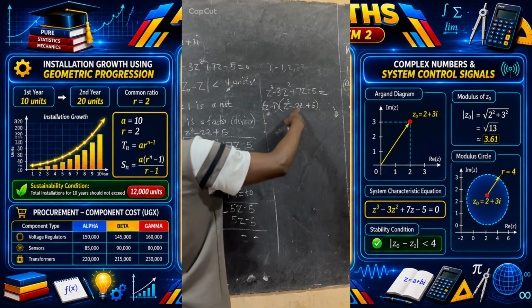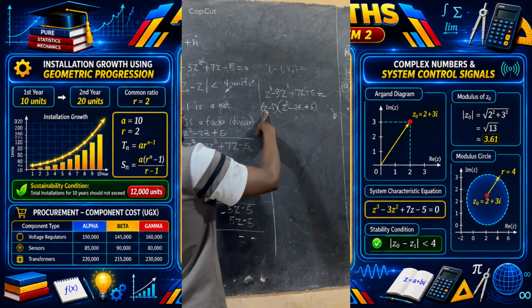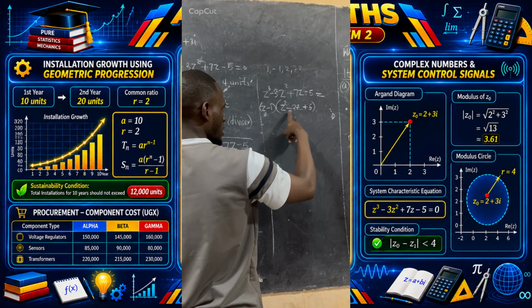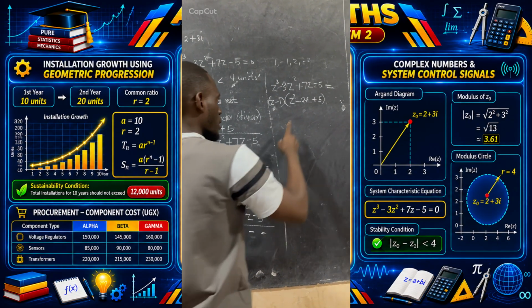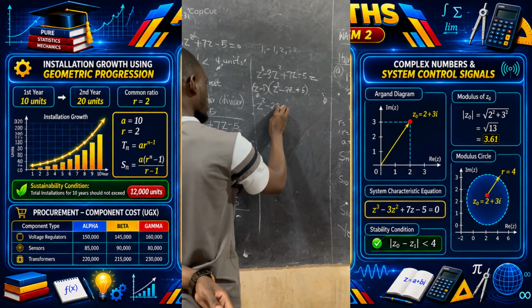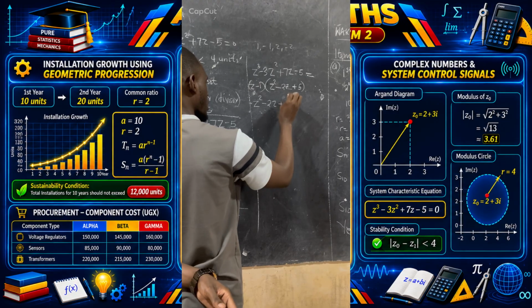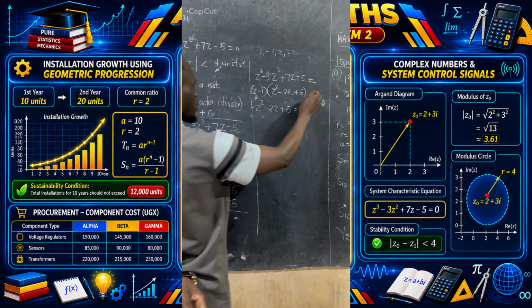If you open brackets, you'll get back to this. Now, we have got one z. We need to get the rest of the z values from here. This is a quadratic equation. Z squared minus 2z plus 5 is a quadratic equation if I'm to equate it to 0, because all of this was equated to 0.